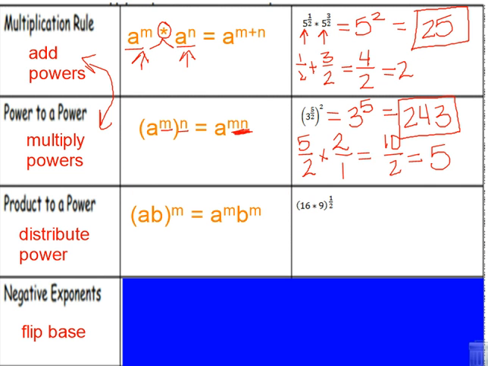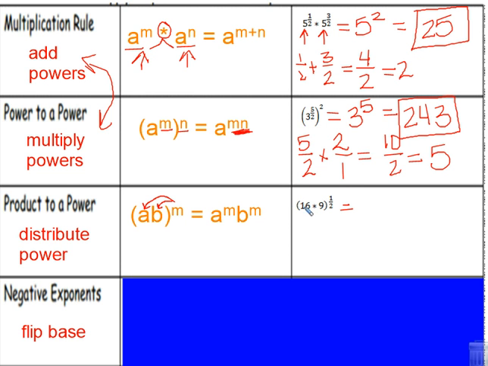Next one we're going to talk about is a product to a power. So instead of just having one base, okay, sometimes we can have 2. And most of us, I think, are going to like this one because we like the distribution method. We're going to distribute the power to both of those bases. So notice how the A is now raised to the m and the B is now raised to the m. Okay, so let's take a look at an example.